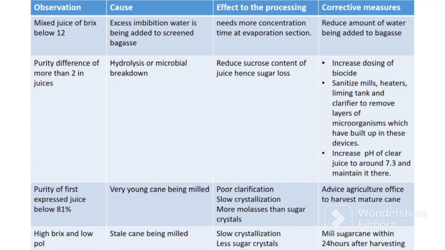The second observation is a purity difference of more than 2 in juices. For example, after analysis, you can find out that the purity of first expressed juice is above 86 and the purity of clear juice and mixed juice is below 83. This shows that there is hydrolysis, which is breakdown of sucrose to fructose and glucose, or microbial breakdown. Remember, Leuconostoc species and Lactobacillus species consume sucrose, producing lactic acid and dextran. So the effect of this is it reduces the sucrose content of juice, hence sugar loss.